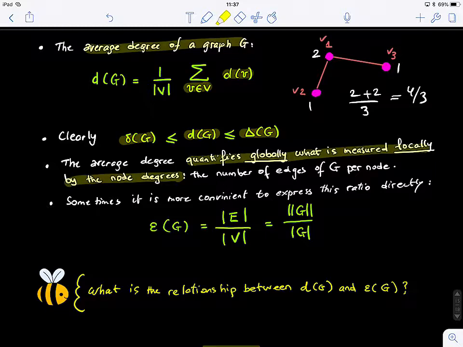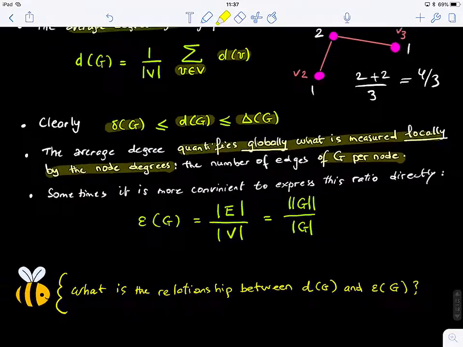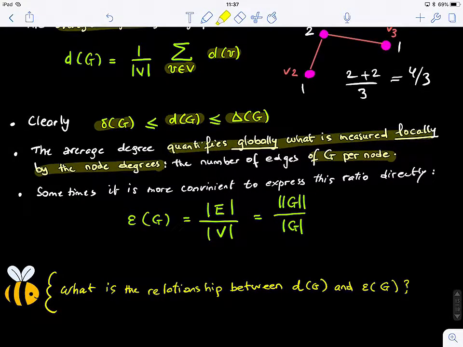So it basically tells us about the number of edges of G per node. Why do we say it quantifies globally what is measured locally? Can you guys understand? Because we're looking at the average, right? The degree is measured locally, but we're averaging all those local measurements at all nodes. So it's a global measure over the graph, but it's a global measure of local measurements, okay?